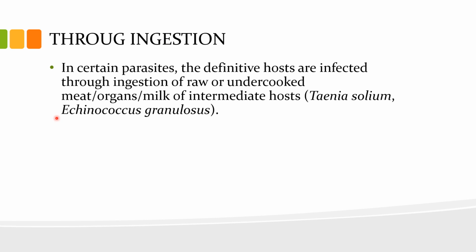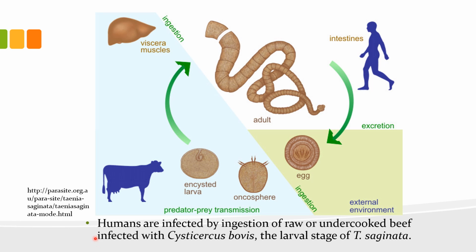In certain parasites, the definitive hosts are infected through ingestion of raw or undercooked meat, organs, or milk of the intermediate host. So these are exhibited by the cestodes or the tapeworms Taenia solium and Echinococcus granulosus. An example of a parasite that exhibits this particular mode of transmission is the Taenia saginata.